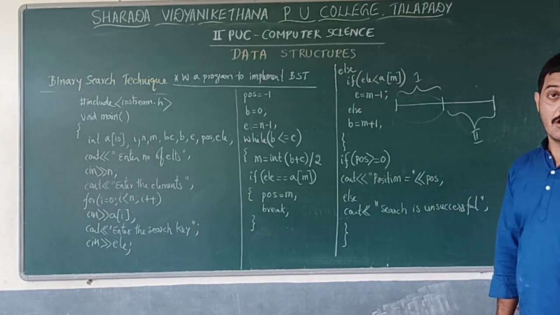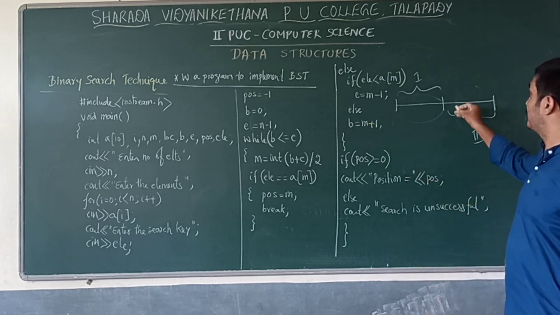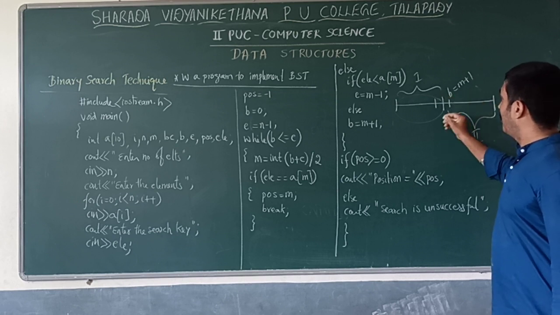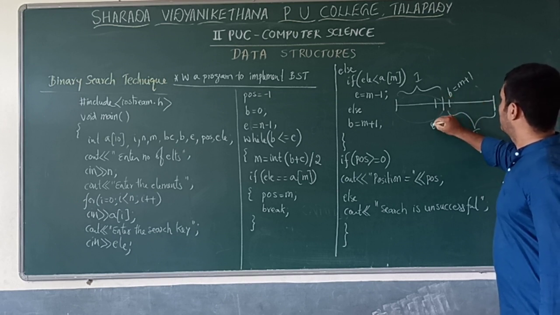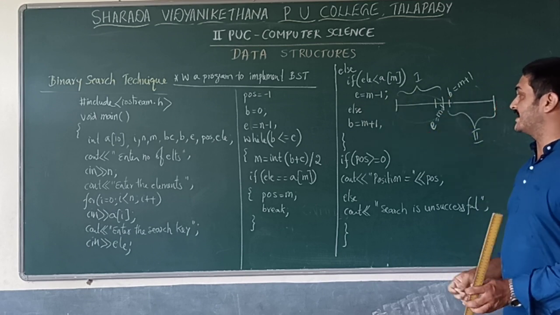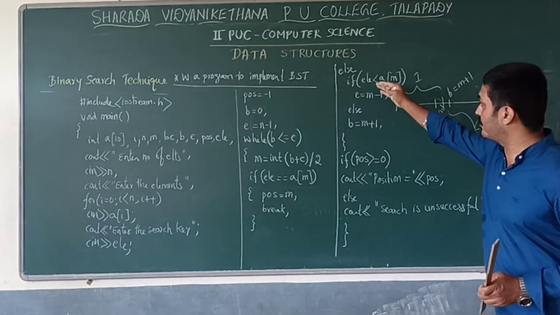Else, if it is not there, then what happens? Beginning is equal to M plus 1. Or end is equal to mid minus 1. Else, beginning equal to M plus 1. Okay, these are about the binary search algorithm.